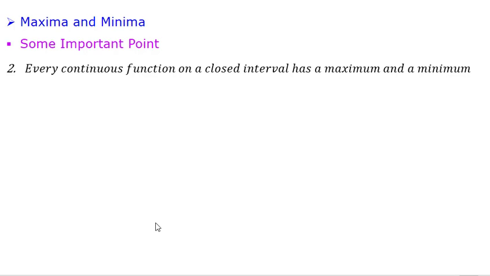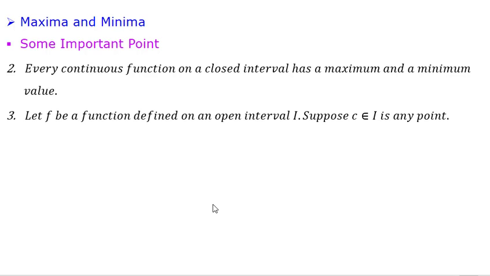Every continuous function on a closed interval has a maximum and a minimum value. If a closed interval is given, like from 2 to 4, with both 2 and 4 included, and between them one function is given, that function must have a maximum and a minimum value. So at least one maximum and one minimum we can identify. You can draw the graph, and from the graph you can easily understand the minimum and maximum value.